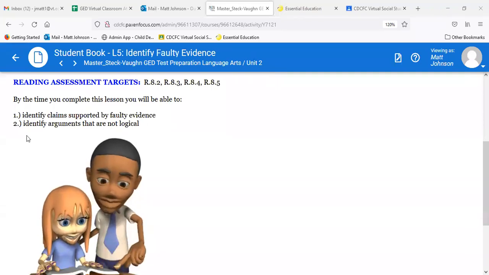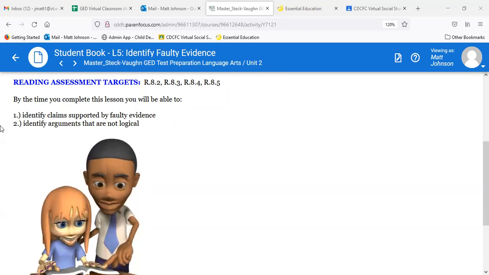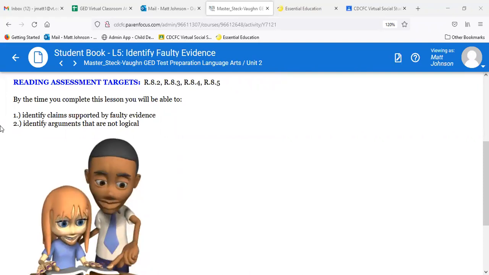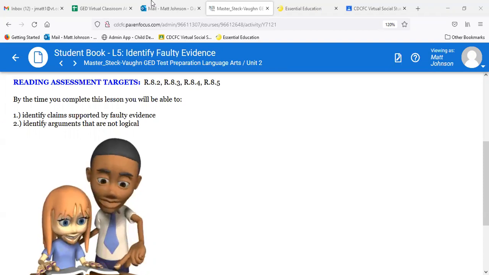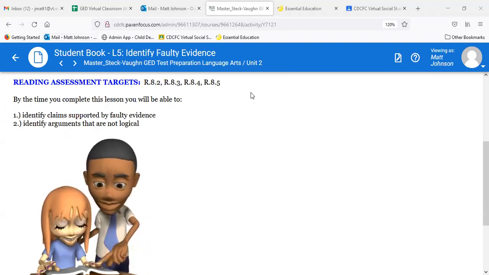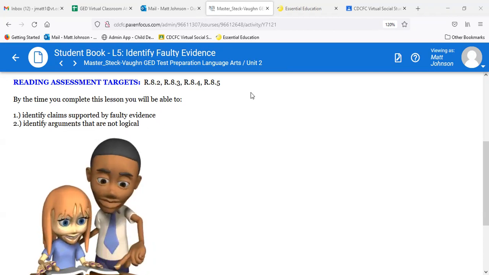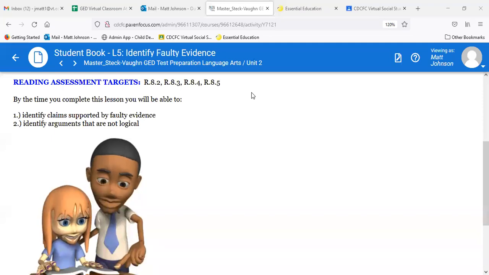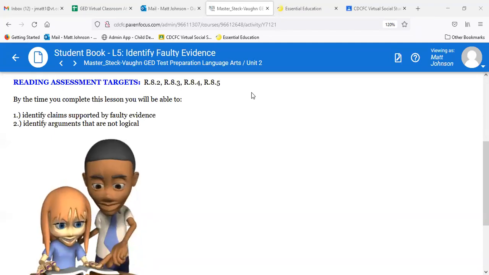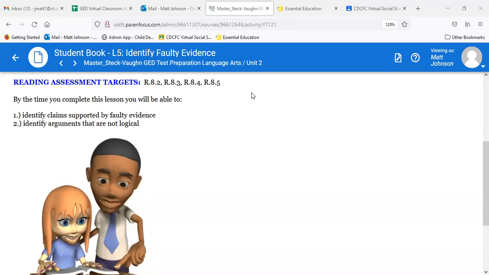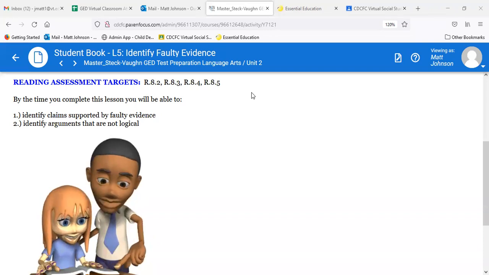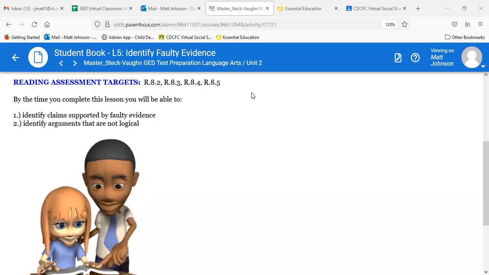Yeah, student book. Unit 2, lesson 5, identify faulty evidence. So we just looked at evaluating evidence from sources, finding bias and things like that. So now we're digging a little deeper into that idea. And these will be good skills to have that'll help support what we just did in social studies. By the time we complete this lesson, we'll be able to identify claims supported by faulty evidence and identify arguments that are not logical.